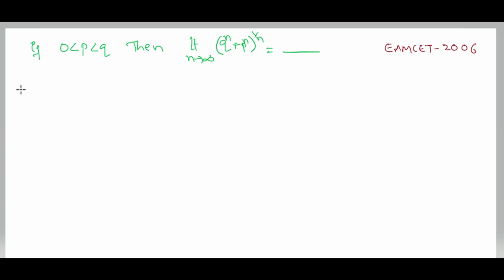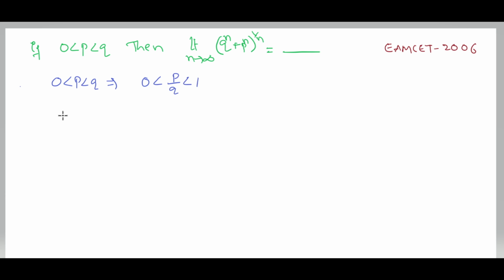Friends, this problem is from MSET 2006. Here is given, if 0 less than p less than q, then find the value of limit n tends to infinity (q to the power of n plus p power n) whole power 1 by n. Here is given 0 less than p less than q, dividing by q, that is 0 less than p by q less than 1. Here p by q is less than 1.